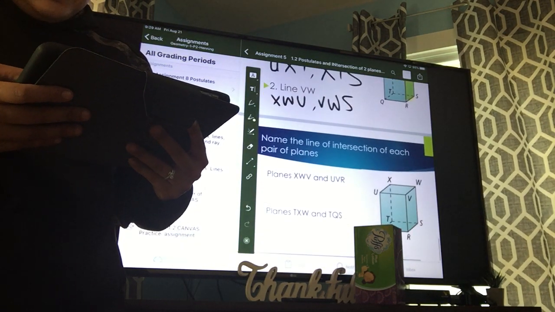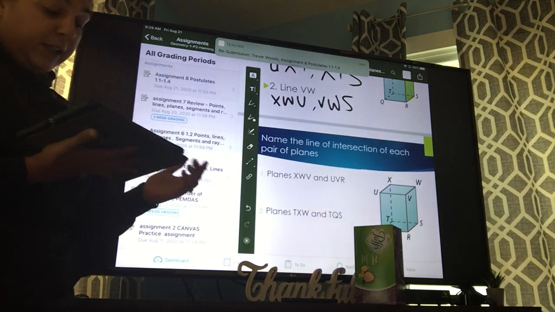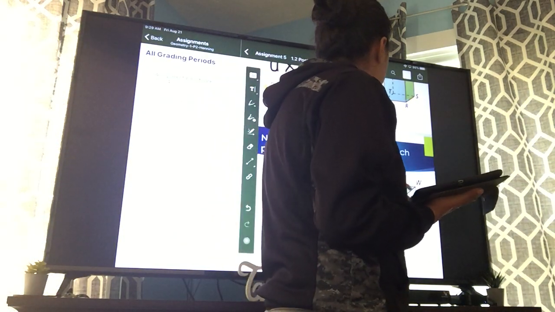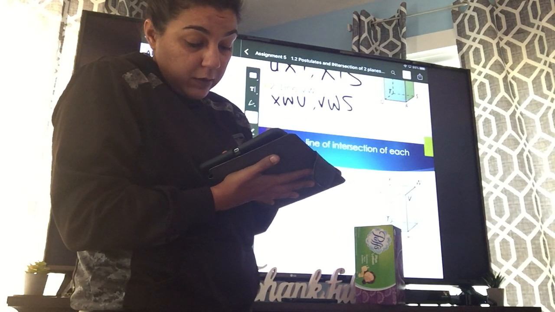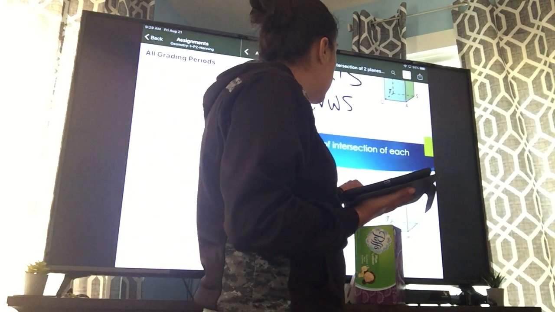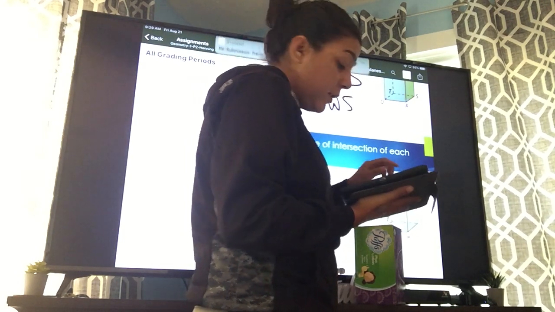Name the lines of intersection of each pair of planes. So we have to find the planes first. So we got XVW, so that's this top plane. So I'm going to go ahead and color in this top plane. And we got UVR, so U, V, and R. So that's going to be this front plane.